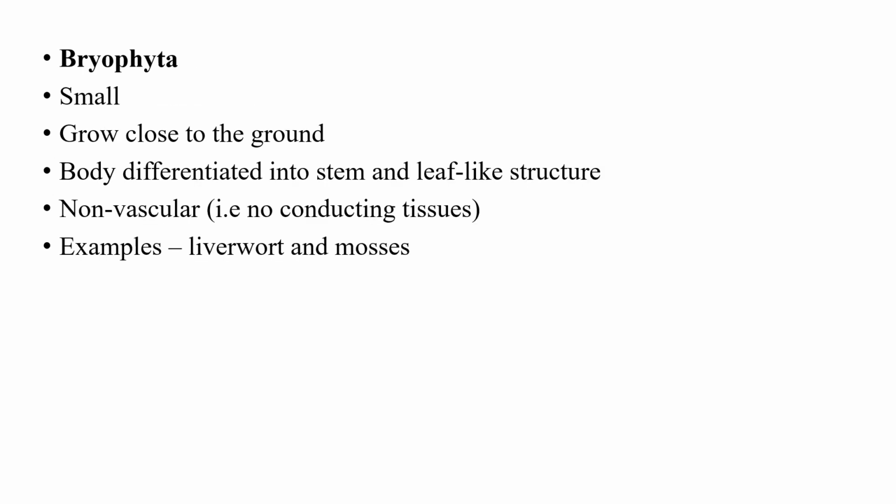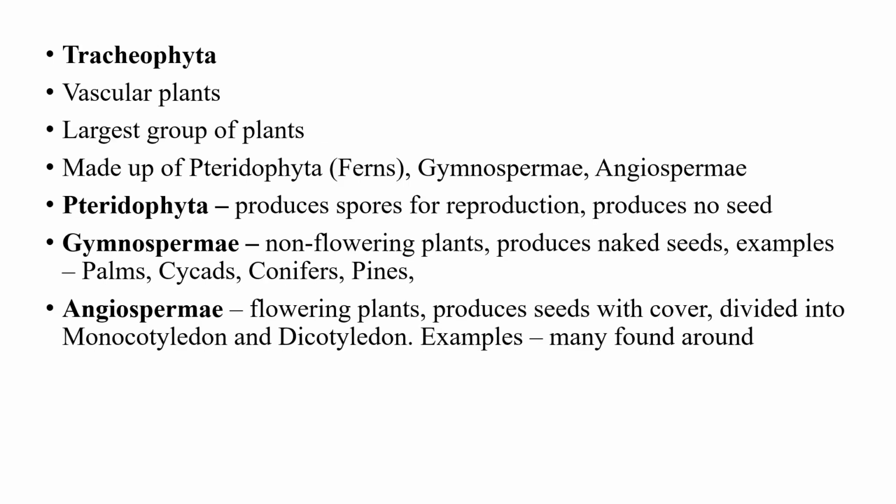Then the Bryophyta, they are very small. I said they have leaf-like and stem-like structures. Meanwhile, they don't have conducting tissues. And examples are liverworts and mosses. Mosses are those green things that you normally see on abandoned blocks or old, unplastered or cemented houses. Then we have the Tracheophyta.